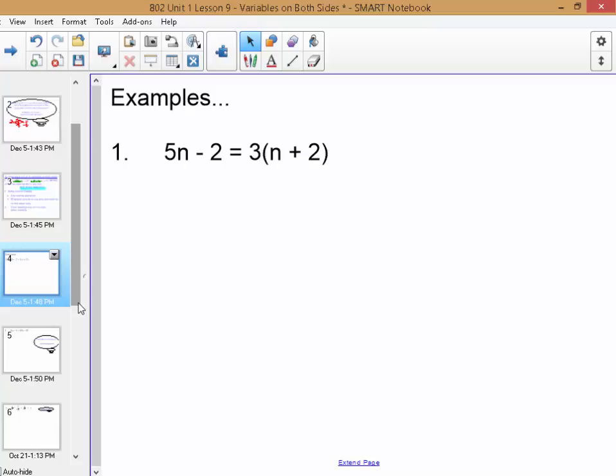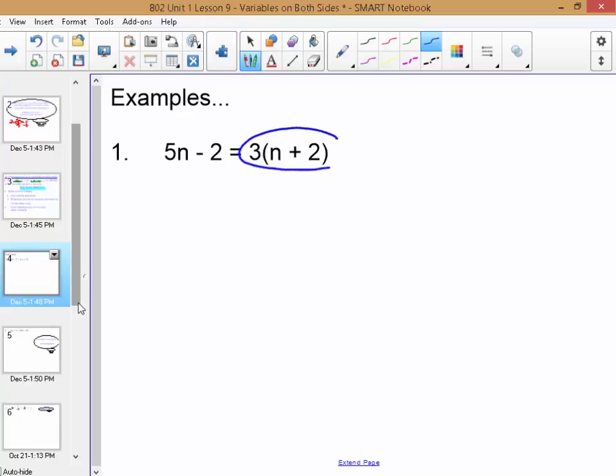So again, from earlier this week we talked, you might have to simplify before you solve. I notice I have some distributive property stuff going on here. The left side of my equation is not going to change. It says 5n minus 2 now equals whatever 3 times n and 3 times 2 is. 3 times n is 3n, and 3 times 2 is 6. I just distributed the 3 to the parentheses.